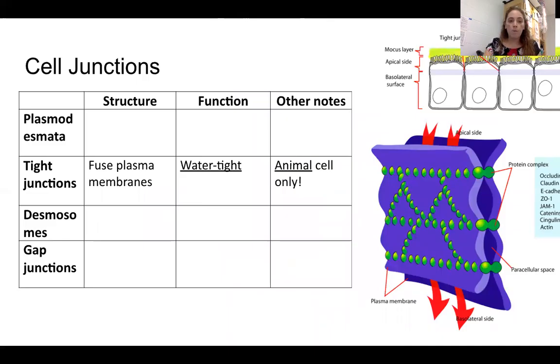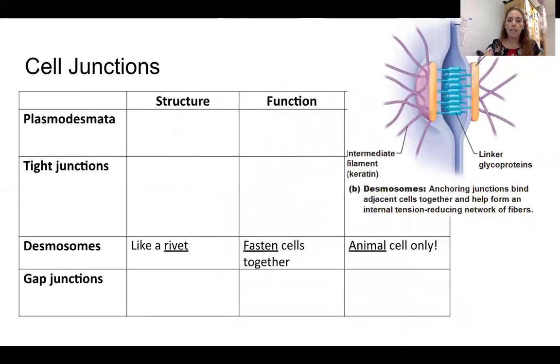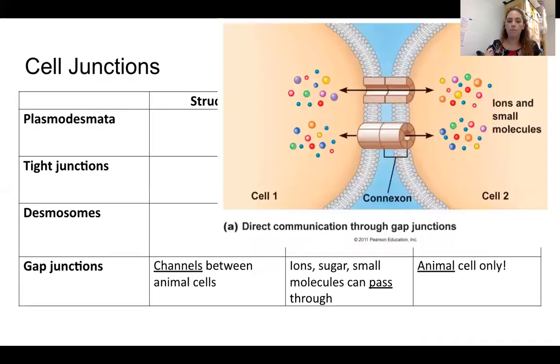A few different types. We've got the tight junctions. You'll find this in your skin. It's watertight, a very tight protein complex. The desmosomes also act like rivets, pieces of protein. They help to fasten cells together, but allow for a little bit more movement.